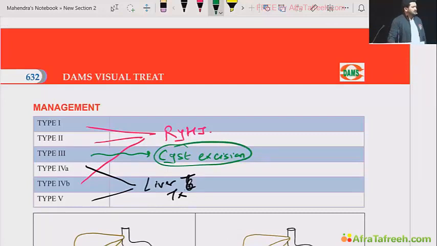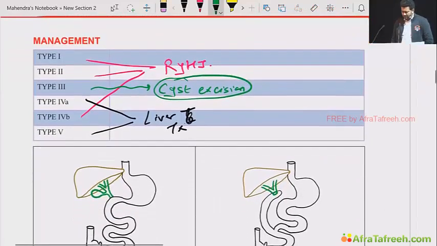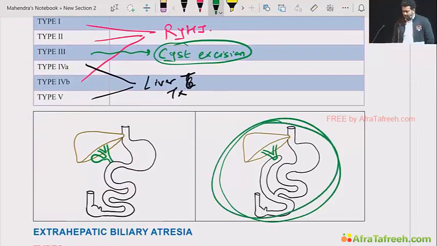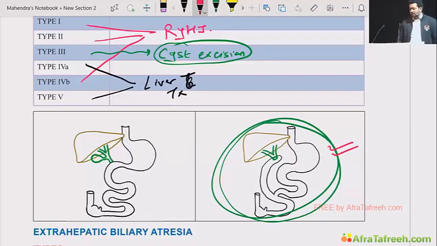When you do excision, you do a little bit of sphincteroplasty also, so that it will not cause any narrowing or stenosis in that area. This is the Roux-en-Y hepaticojejunostomy. You can do a loop hepaticojejunostomy also, but the preferred treatment is a Roux-en-Y hepaticojejunostomy.